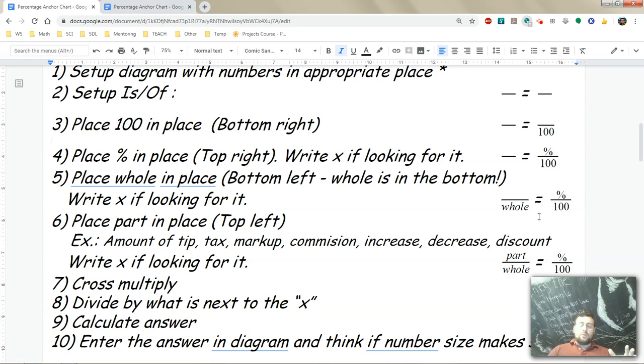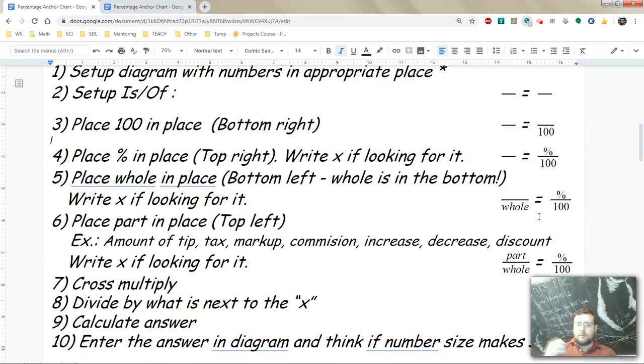Now, sometimes you will look for the whole. And then instead of putting a number on the bottom left, you're going to put an X. Likewise, sometimes you're going to look for the part. And if that's the case, you're going to put an X on the top left. So whatever number you don't have becomes the X. All the other numbers should be put in place. As you're trying to put them in place, I usually put them in the order that I said, with the 100, the percentage, the whole, and then the part.